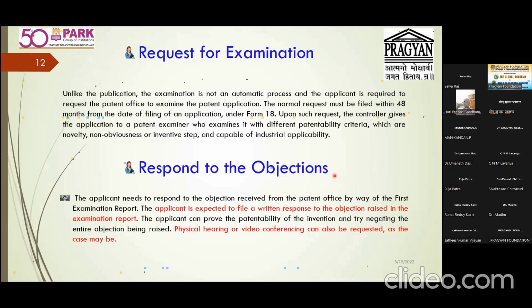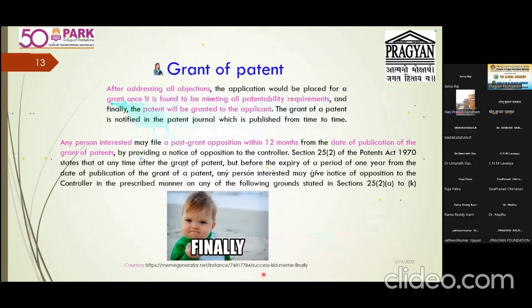We spend a maximum of 3 to 4 months. Accordingly, you can follow the objections and find the answer for each objection. You can interact with the controller and compromise with them. Definitely, we can get the patent. So this is a very important stage. Finally, you can go for the grant of the patent.